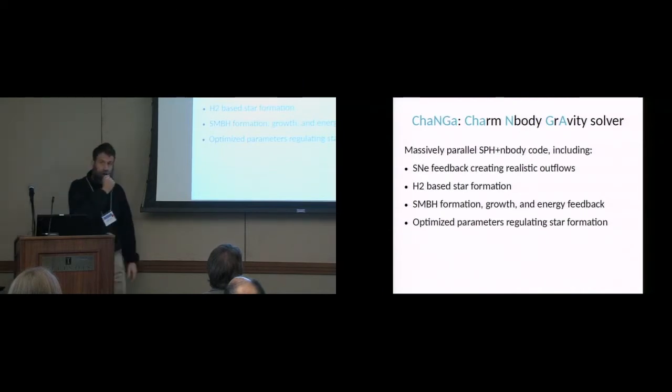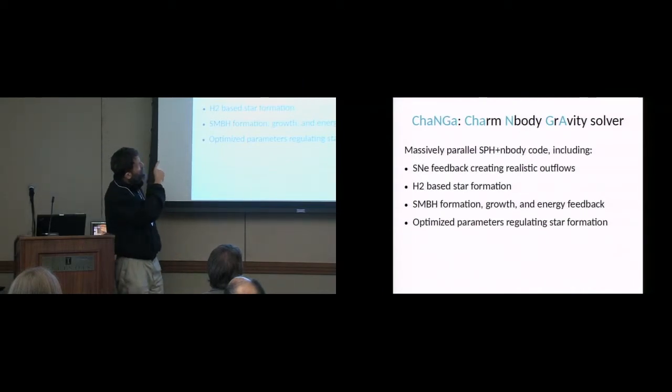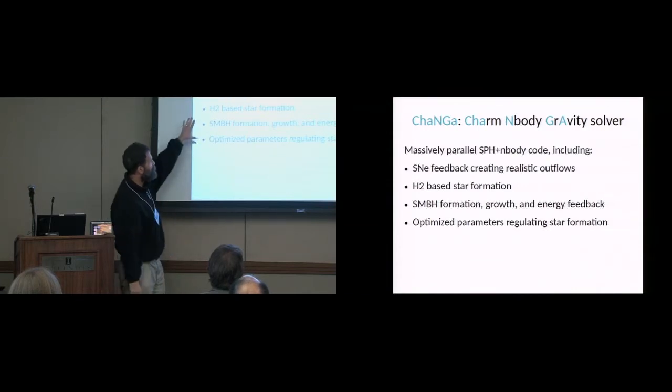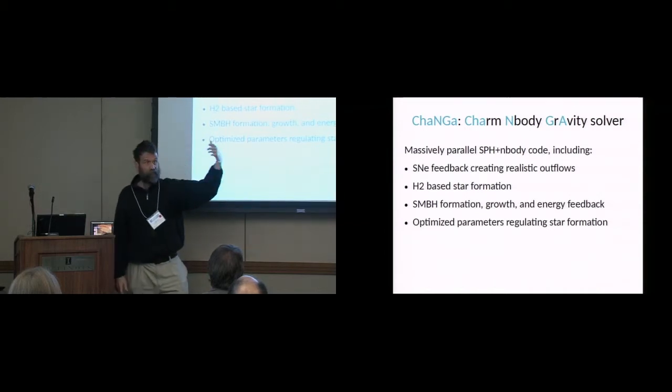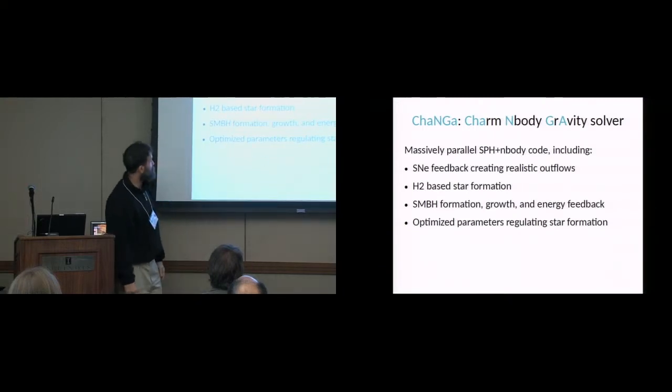So we've developed this code. We call it ChaNGa, for Charm N-Body Gravity Solver. It's an SPH plus N-Body code. So lots of features. I wanted to focus on the baryonic features. We have this star formation model now based on the molecular gas, because stars seem to form where the molecular gas is.